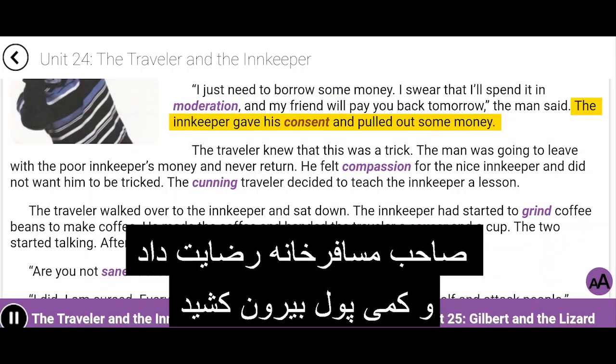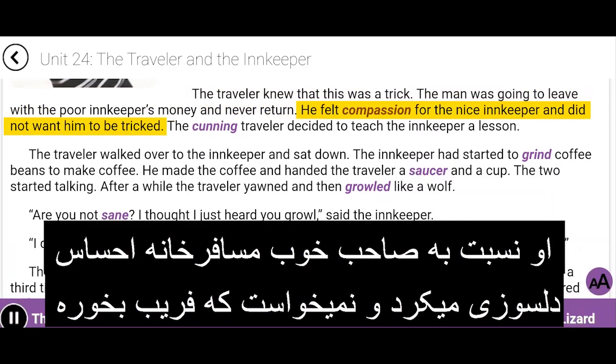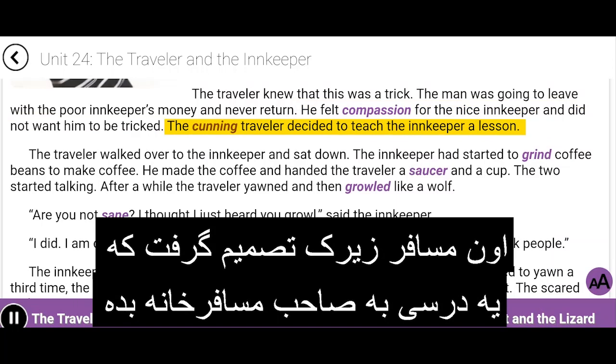The innkeeper gave his consent, and pulled out some money. The traveler knew that this was a trick. The man was going to leave with the poor innkeeper's money and never return. He felt compassion for the nice innkeeper and did not want him to be tricked. The cunning traveler decided to teach the innkeeper a lesson.